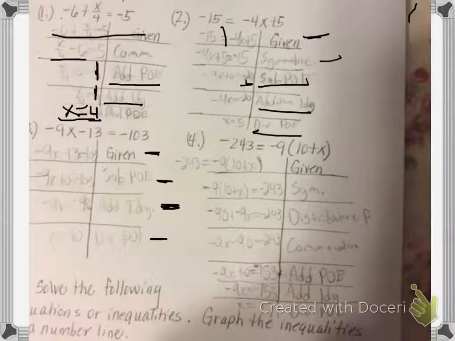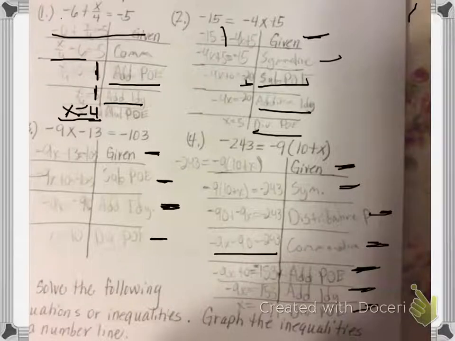And the next one, on this one, I write my given, and I'll flip it, symmetric property, and then I distribute here, and then I flip these back around to be like a normal equation. You can still solve it without doing that, but you can put it back there. And then I add 90 to both sides, and I get negative 153. And I got plus 0, but that was the additive property of equality. And then I add negative 9x and 0, and I get negative 9x, and that's additive identity. And then divide by negative 9 and get positive 17, which is division property of equality.